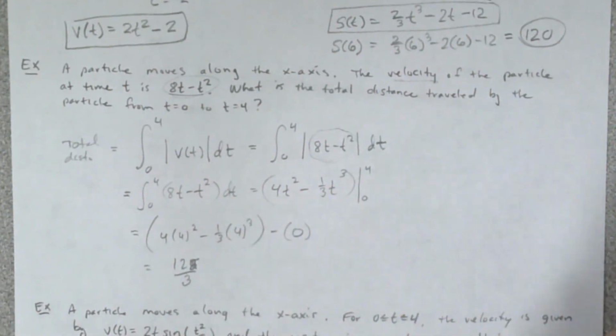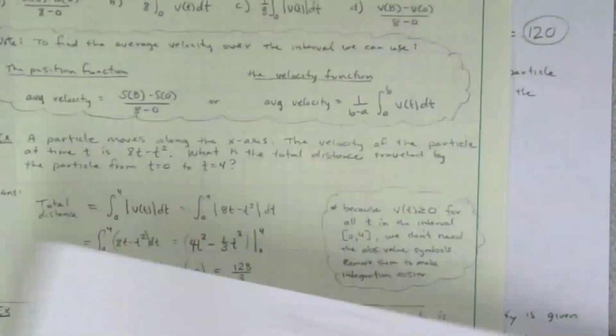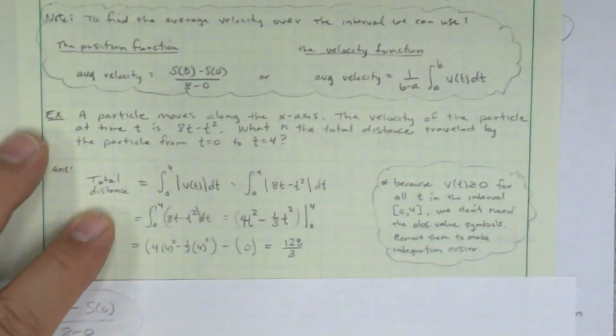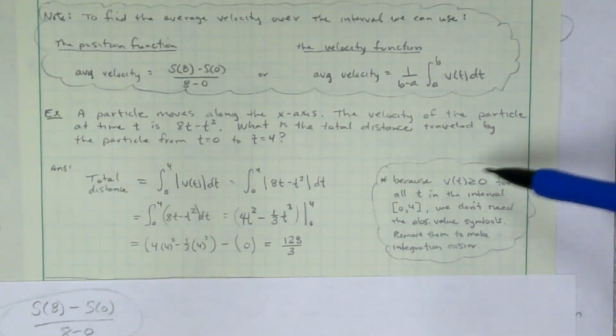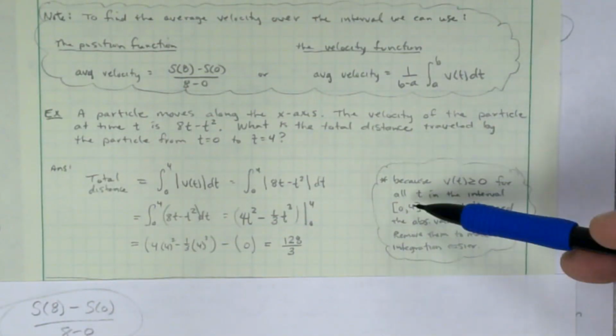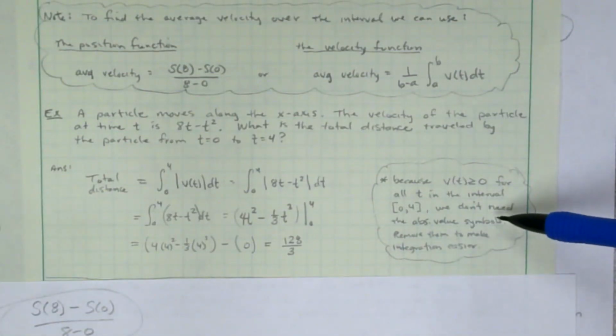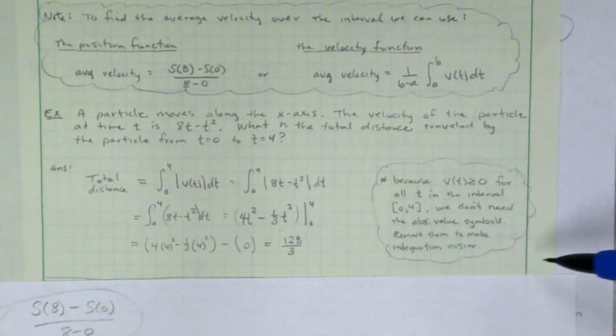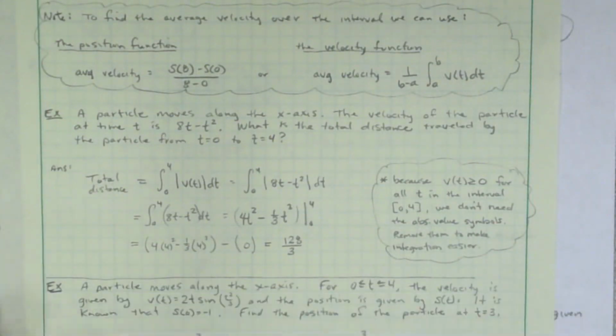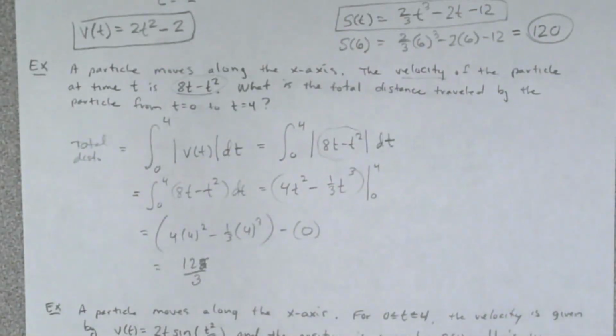Let me show you this right here because I have a little side note, so you can stop and write down what I said earlier. Because v of t is greater than 0 for all the t's in this interval, we don't need the absolute value symbols, so remove them and make the integration easier. Or again, you can just use your calculator. So let's look at the next example I have down here.